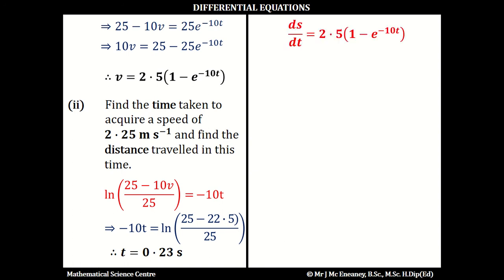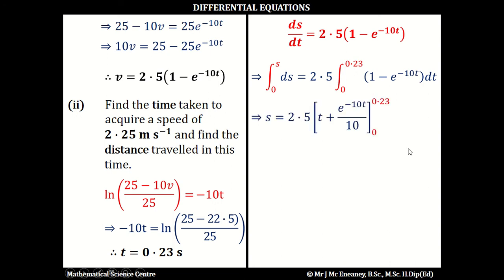Next, we want to also find the distance travelled. So velocity is ds/dt, so we can replace v with ds/dt, and the ds/dt is just 2.5 times (1 minus e to the minus 10t). We can bring the dt across and multiply, and then integrate both sides. So when time is 0, the distance is 0, and we're looking to find the distance travelled in a time of 0.23 seconds. Now if you integrate 1, you get t. If you integrate minus e to the minus 10t, this gives minus e to the minus 10t all over minus 10. And the two minuses cancel to give a plus.